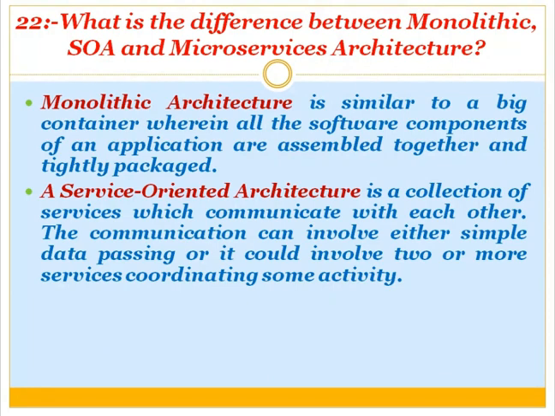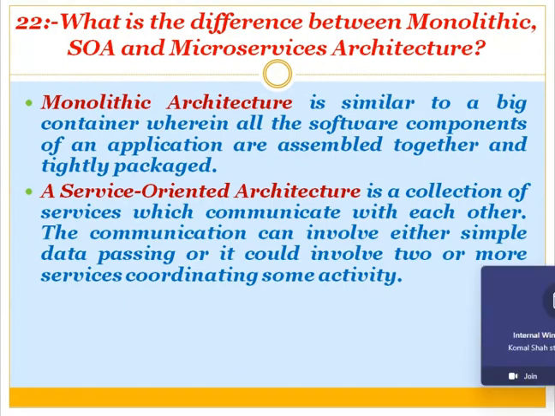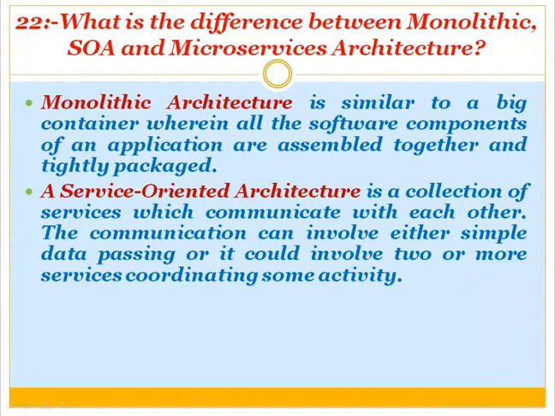But in service oriented architecture, SOA, what happens? It is a collection of services which communicate with each other. Suppose there are three or four services. The communication can involve either simple data processing, or it could involve two or more services coordinating some activity. So this is the SOA.